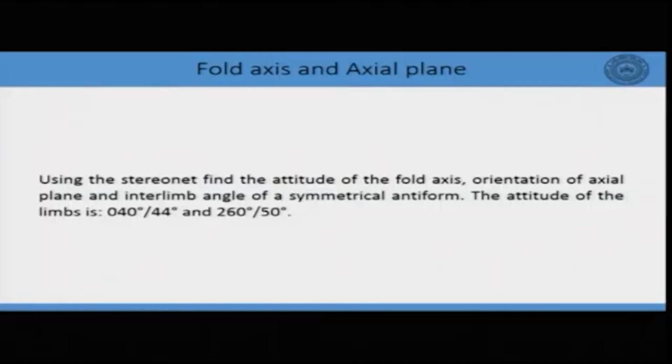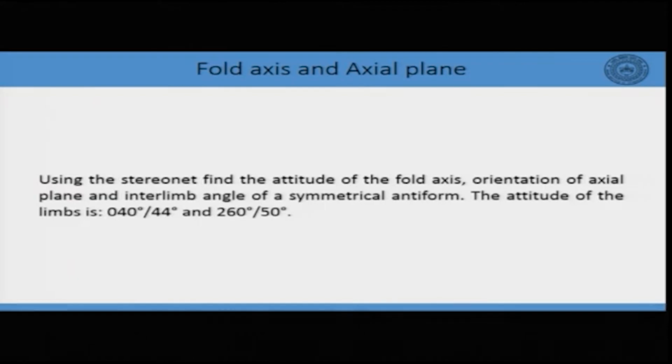Now we will plot and determine the fold axis and the axial plane of the fold on the Stereonet. The question is, using the Stereonet, find the attitude of the fold axis and the orientation of the axial plane and interlimb angle of the symmetrical antiform, and the attitude of the limbs is 40 degree, 44 degree and 260 degree, 50 degree. Means the first limb has a strike of 40 degree and dip is 44 degree, and the second limb has a strike of 260 degree and a dip of 50 degree.